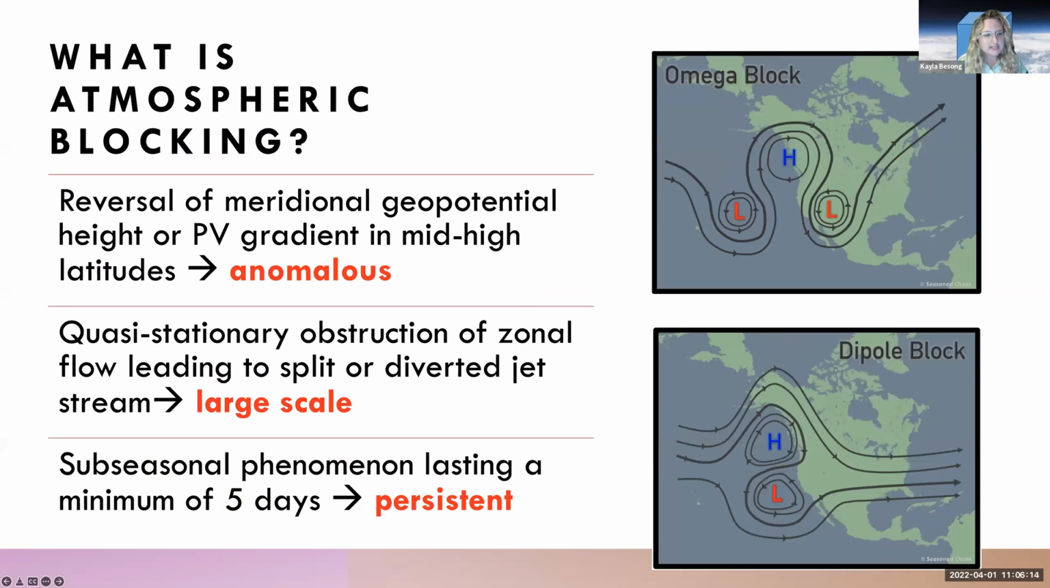So first, let's begin with what exactly atmospheric blocking is. Essentially, it's just a reversal of the meridional gradient in the mid to high latitudes, typically representative of the geopotential height or PV gradient. It's also quasi-stationary, and it obstructs the zonal flow, leading to a split or diverted jet stream. It's also persistent and is a subseasonal phenomenon lasting a minimum of 5 days. So these characteristics, anomalous, large scale, and persistent, are what help differentiate blocking from other weather and synoptic phenomena. Further, the large scale and persistent are spatial and temporal constraints that are important moving forward when we start to classify blocking.